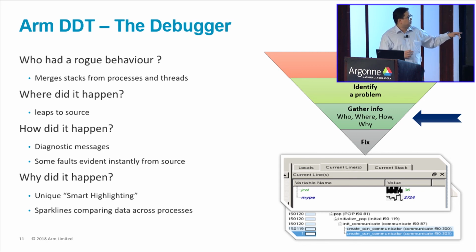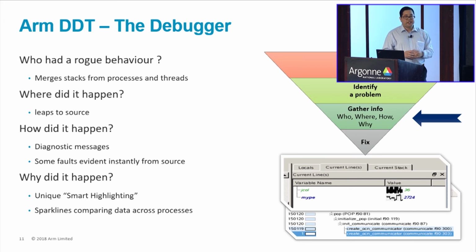You can also see the path, which functions were called in order to get to the current line of code they are at. Above it, you see two variables, jcall and mype, and to the right of it you have numerical values. The numerical value is specific to the current MPI rank that you're looking at. To the left of it are what are called sparklines, a graphical representation of the value of this variable across all of the MPI ranks.